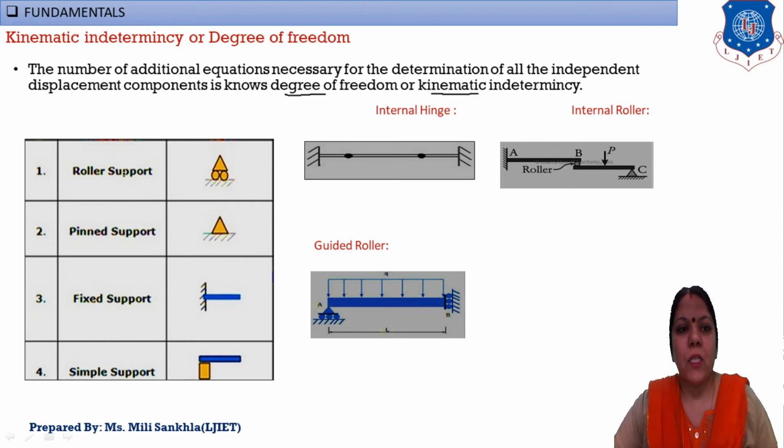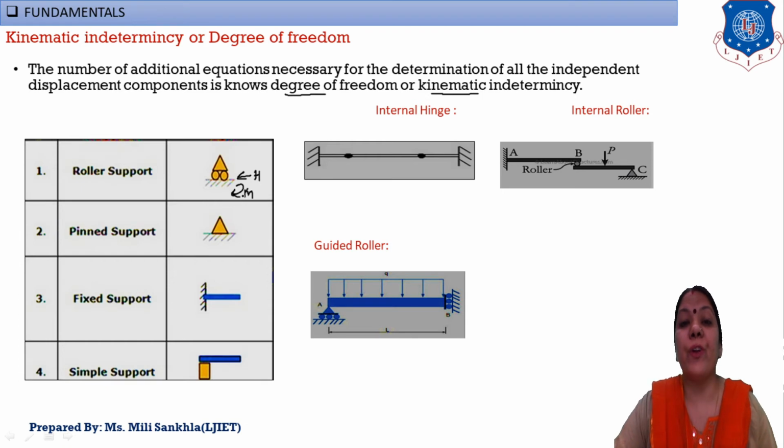If you remember, in SI the roller support resists one vertical force. Now in KI, the roller support allows which type of displacement? The roller support allows horizontal displacement, that means H, and it also allows moment. This is the degree of freedom of the roller support. Please pay your attention here.